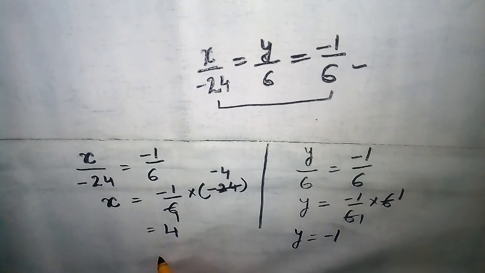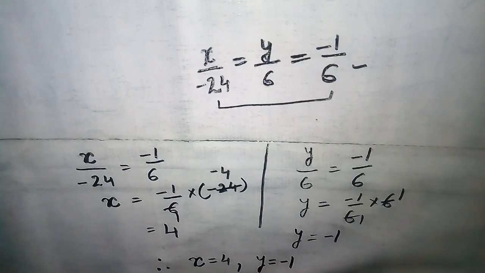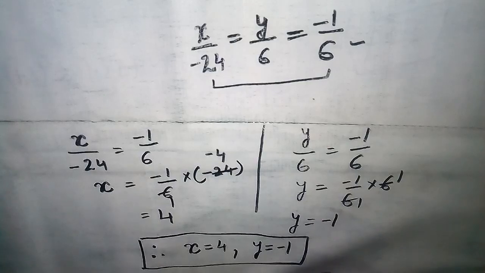So this was your cross multiplication method to solve the pair of linear equations. Here remember the code specially, that was 2312, and your answers are x equals to 4 and y equals to minus 1, which is the required answer.